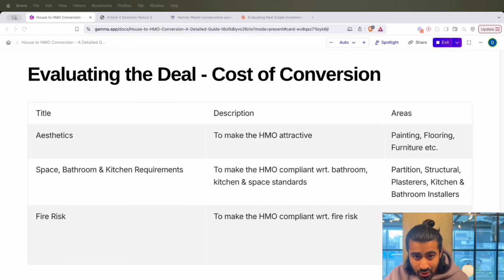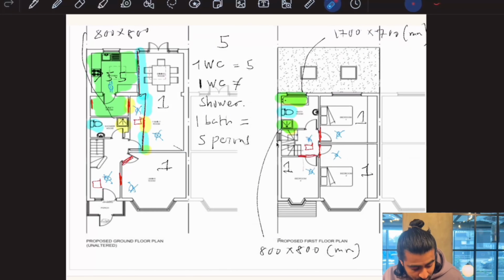And then next we have fire risk. And this is probably one of the bigger changes. As you can see with all the smoke alarms that I've dotted about, the heat detector in the kitchen, the emergency lights, all of these things are going to cost money. And this is really important to take into consideration. Also, the fire doors in all the habitable rooms, so that will be the kitchen and the bedrooms. This will also be a change that we will need to do, and there'll be a cost associated with this.